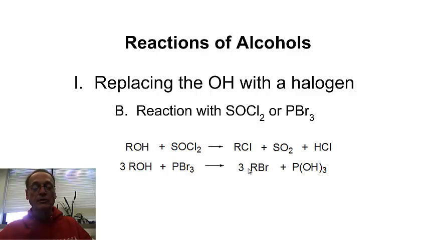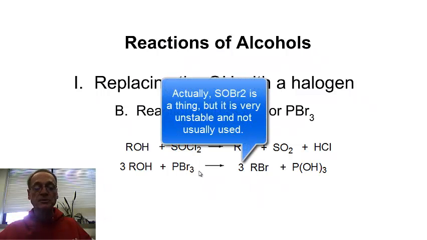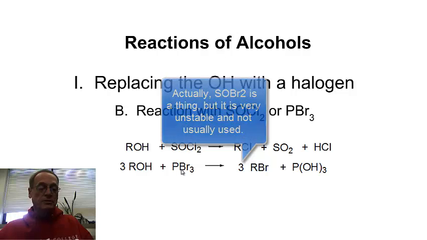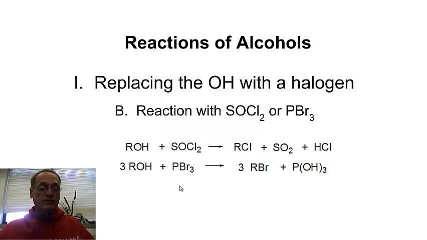If you want to make an alkyl bromide instead, it's not quite so simple because there is no SOBr2. It would be nice if there were, but there's not. And so we use this reagent, phosphorus tribromide. You could draw a Lewis dot structure for that as well. It's very simple, just a phosphorus with three bromines and a lone pair on the phosphorus. In any case, this reaction does essentially the same thing. It replaces an OH group with a bromine, and so you get an alkyl bromide in good yield.